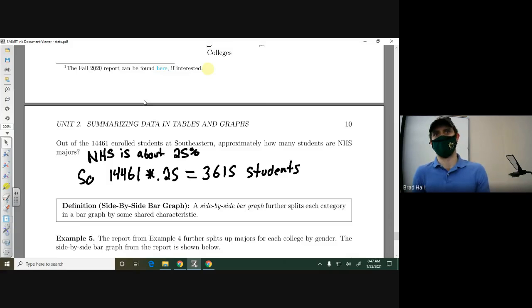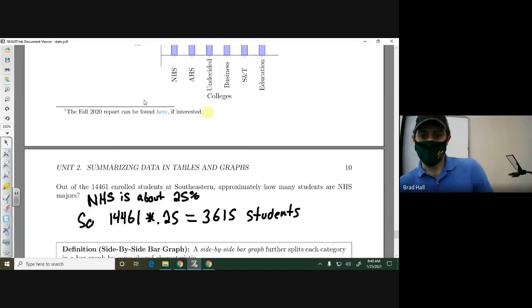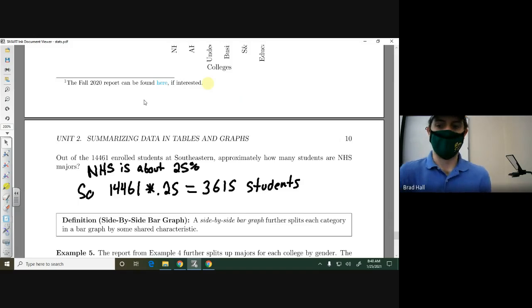There's no way we were supposed to know that it's 25.16. So this is good enough. And there is a homework question that asks you about this, so that's why I wanted to make this clear. Does anyone have any questions before we move on to another type of graph?